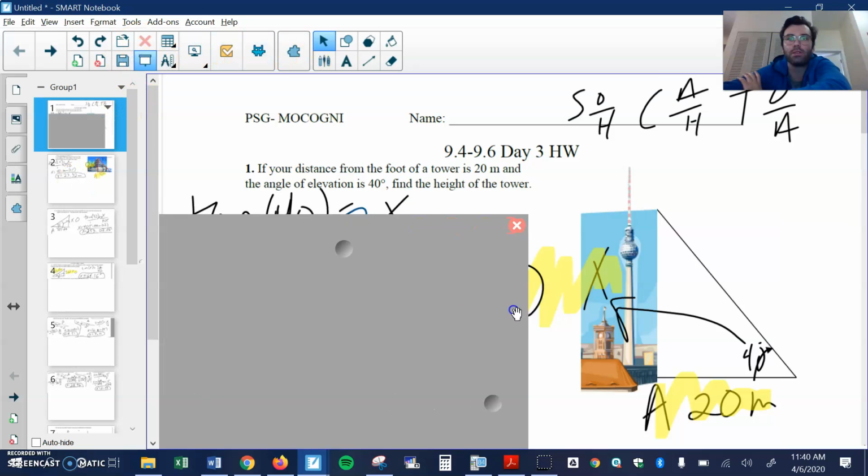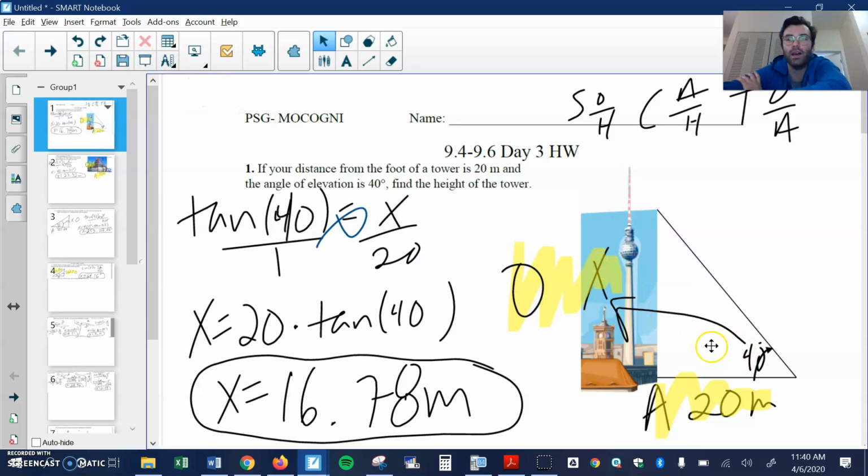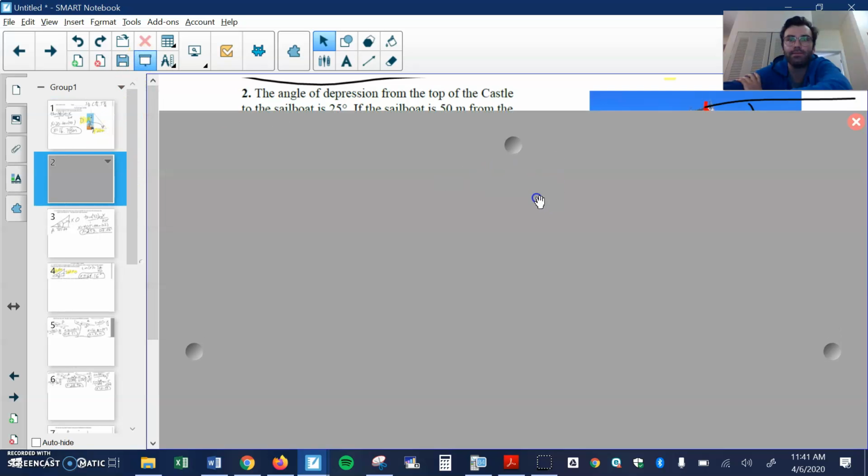So I labeled my picture here. It said a 40-degree angle of elevation, 20 feet from the base of the tower. How tall is the tower? So that's X. I realized that it was O and A, which is tangent. So tangent of my angle, which is 40, equals O, which is X, over A, which is 20. Since X, our variable, is in the numerator, I'm just going to have to multiply 20 times the tangent of 40 to get 16.78.